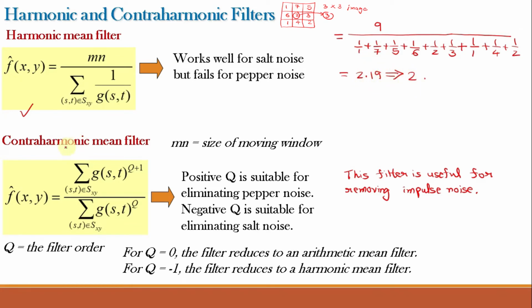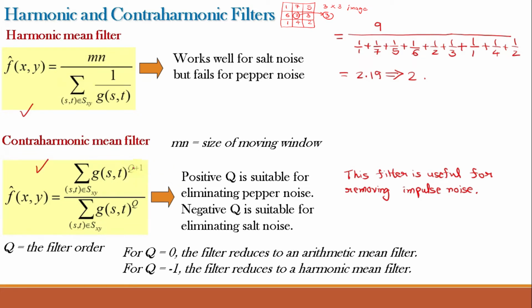So the next filter is the contraharmonic mean filter. As the name suggests, it is contradictory, or you can say opposite to the harmonic mean filter. Harmonic mean filter was working well for salt noise only and was not working good for pepper noise, whereas contraharmonic mean filter is suitable both for salt noise as well as pepper noise. So you can say it is a complementary of the harmonic mean filter and is given by this equation.